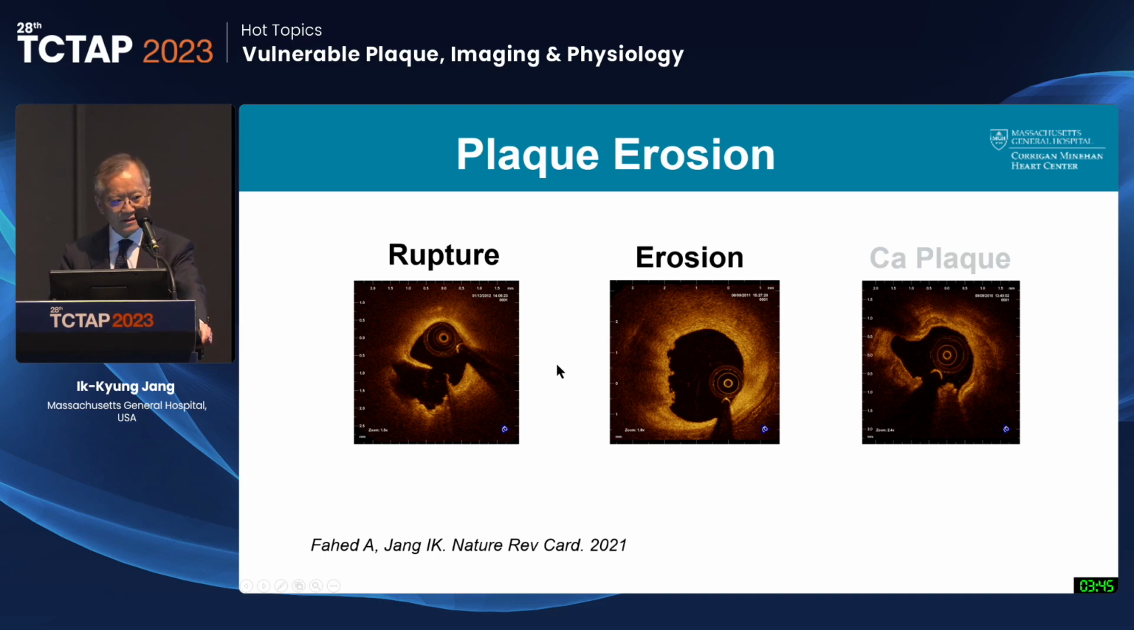There are 3 distinct morphologic characteristics of plaque erosion compared to plaque rupture. Number 1, vascular integrity is much better preserved. Number 2, the true lumen is in general much larger in erosion compared to rupture. This is the true lumen, and this granular structure, these are platelets. So just remember 3 distinct characteristics.